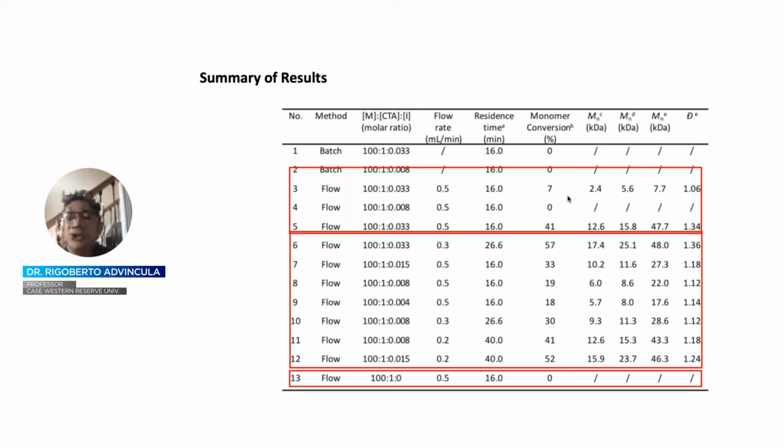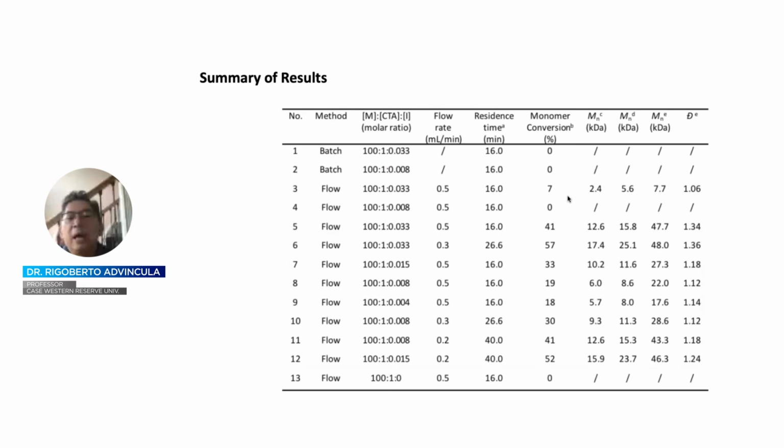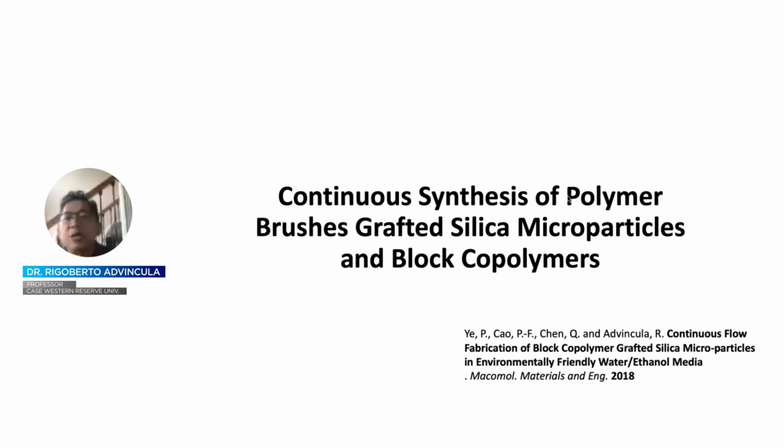Now, this is usually done in a batch reaction by controlling the monomer feed ratio or by taking aliquots at specific time periods. But in this case, we have very good control of the molecular weight, very good dispersity, simply by controlling the flow rate. Okay. So that paper was published and others have reported that work, of course.